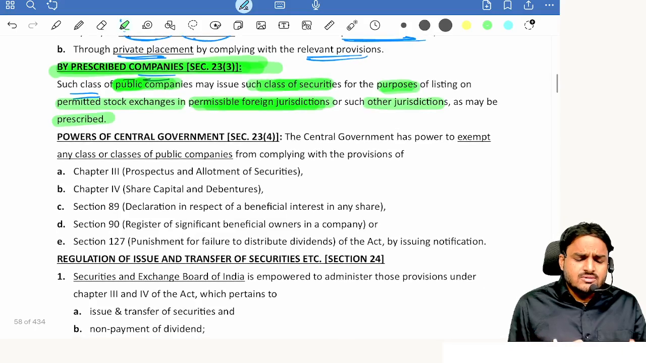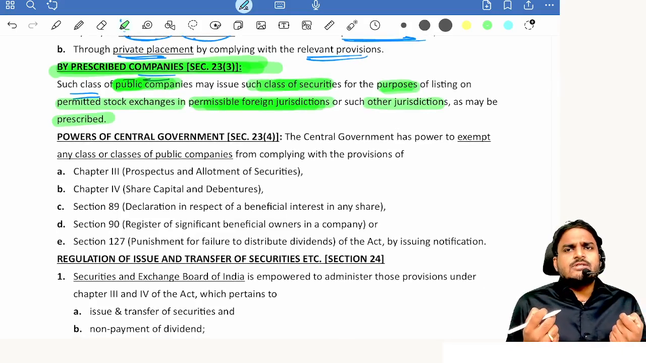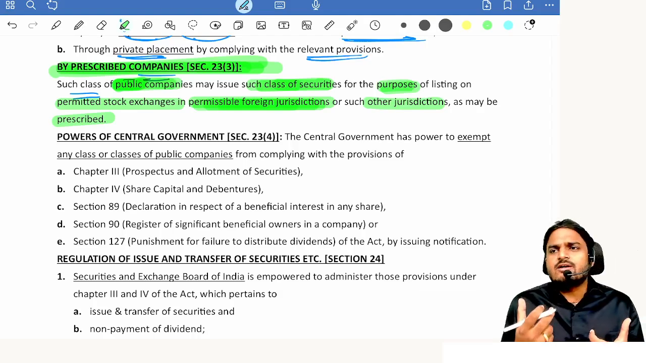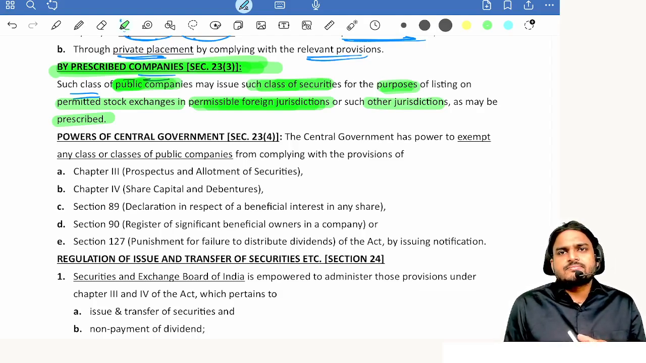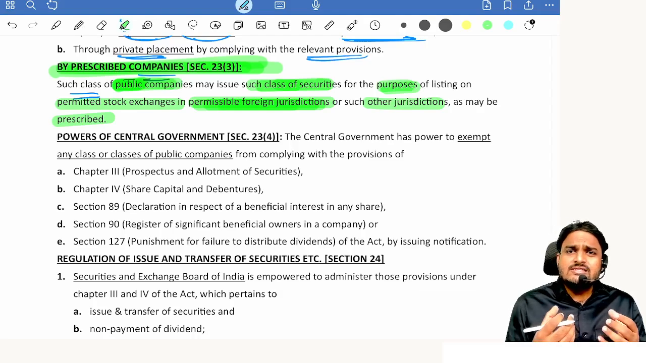First of all, what is the purpose of listing? What benefit do we get because of listing of securities on a stock exchange? Can anyone? First of all, what is meant by listing?